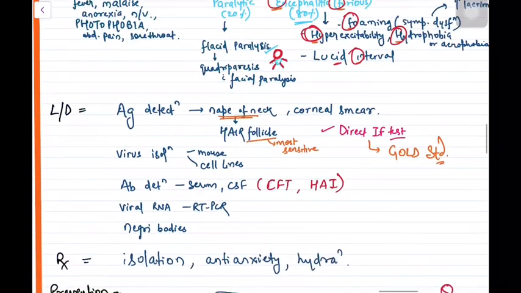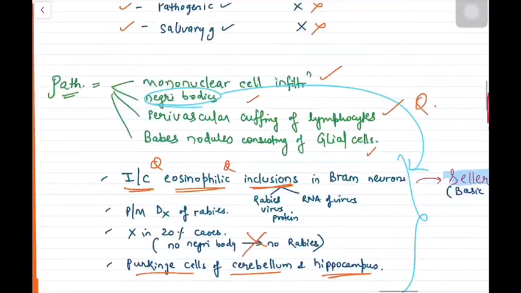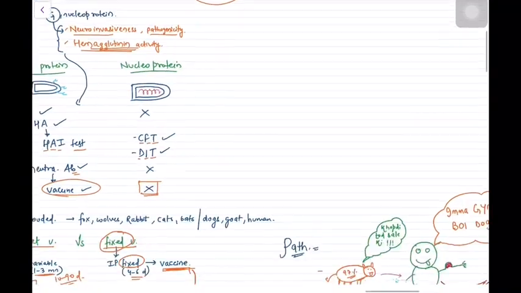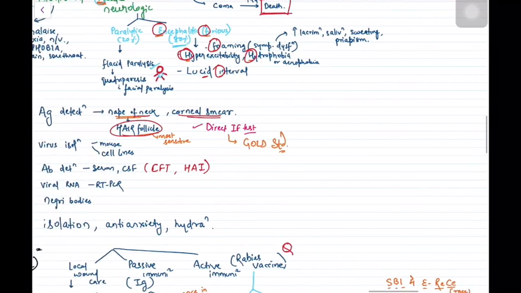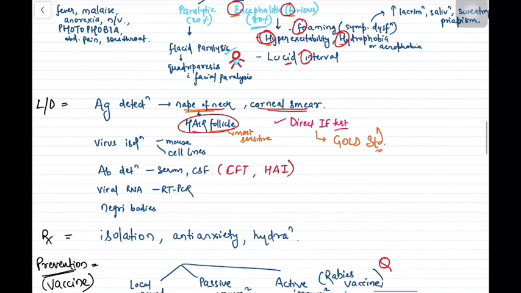Then coming to lab diagnosis, the best method is to detect the antigens, and the best site is the hair follicles from the nape of neck. That is the most sensitive. Or you can take a corneal smear, because we already told that the mode of transmission is mostly a dog bite, but it can also be a corneal transplantation. So in that case, taking a corneal smear might help. And the gold standard diagnosis is the direct immunofluorescence test, which we studied was for the fixed virus.